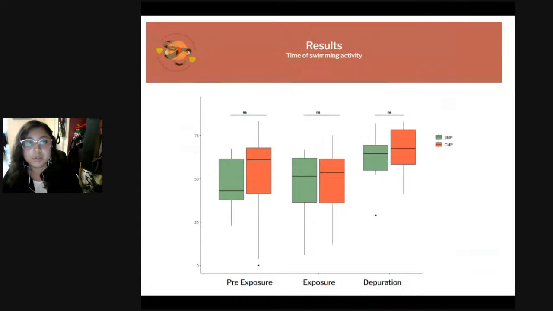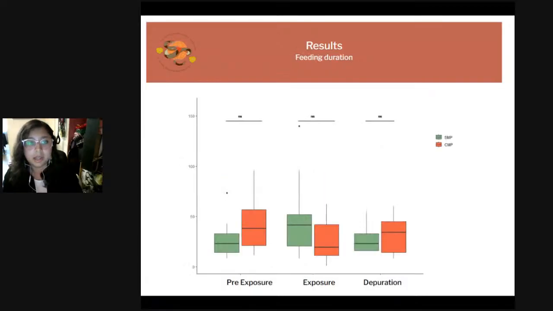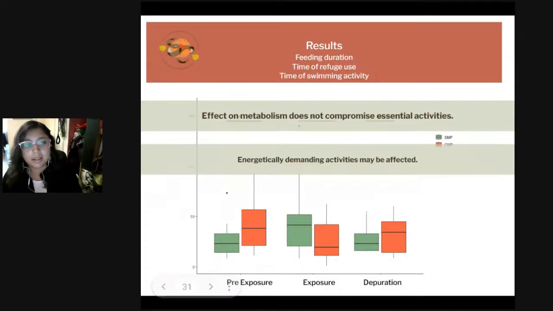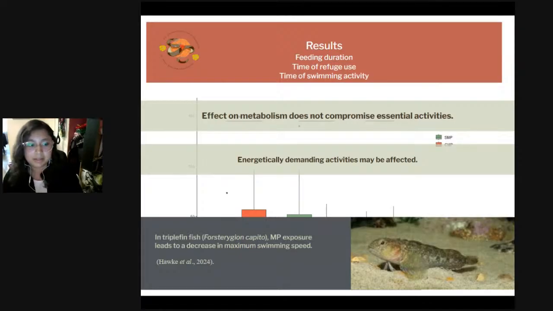For the time of swimming activity, we didn't find any difference, and it also happened for the refuge use and for feeding duration. This may be because the effect on metabolism does not compromise essential activities. But for energetically demanding activities, microplastic may be having an effect, as it was seen in triple fin fish, where microplastic exposure led to a decrease in maximum swimming speed.